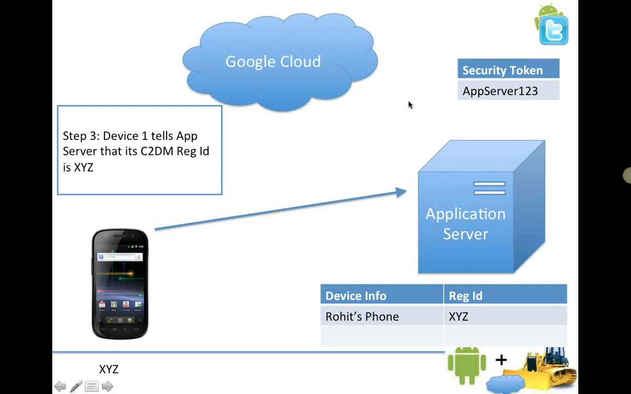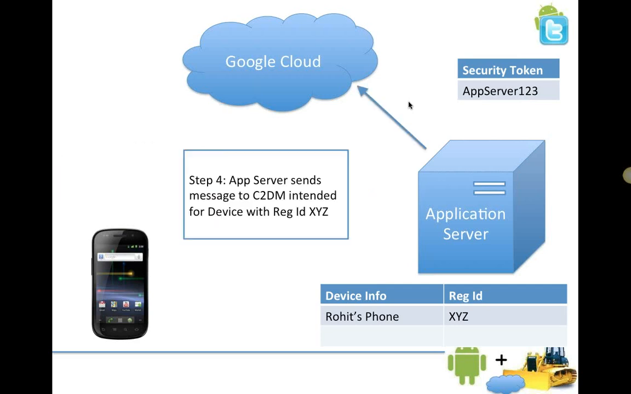Once the device or the application gets to know its own registration ID, it will communicate with the application server, and it will tell the application server information about itself: who logged in and what the registration ID is.